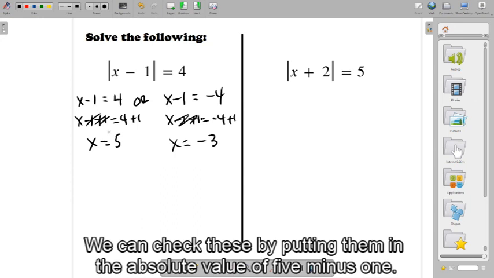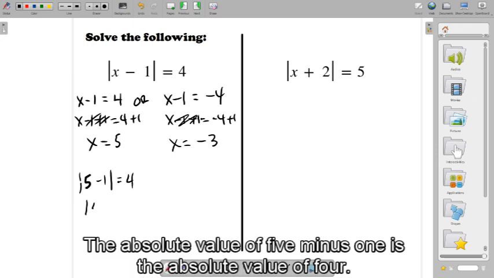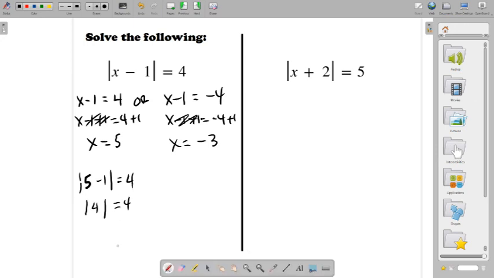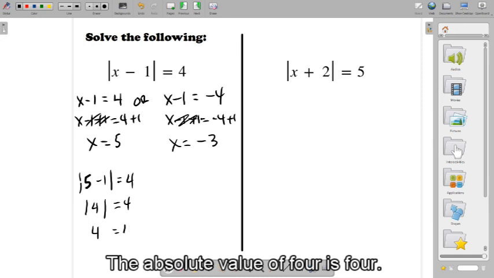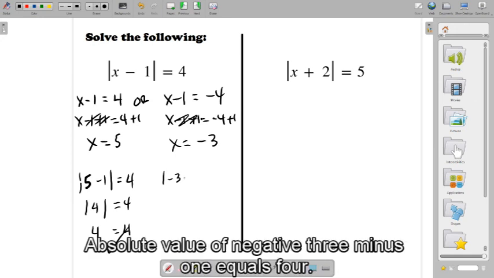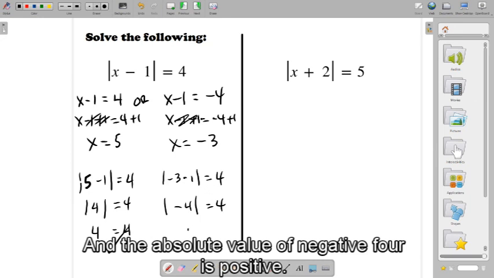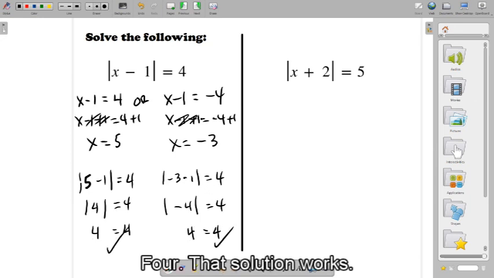We can check these by putting them in. The absolute value of 5 minus 1 is the absolute value of 4. The absolute value of 4 is 4. Both sides are equal. That means that that solution works. Absolute value of -3 minus 1 equals 4. Absolute value of -3 minus 1 is -4. And the absolute value of -4 is +4. That solution works.